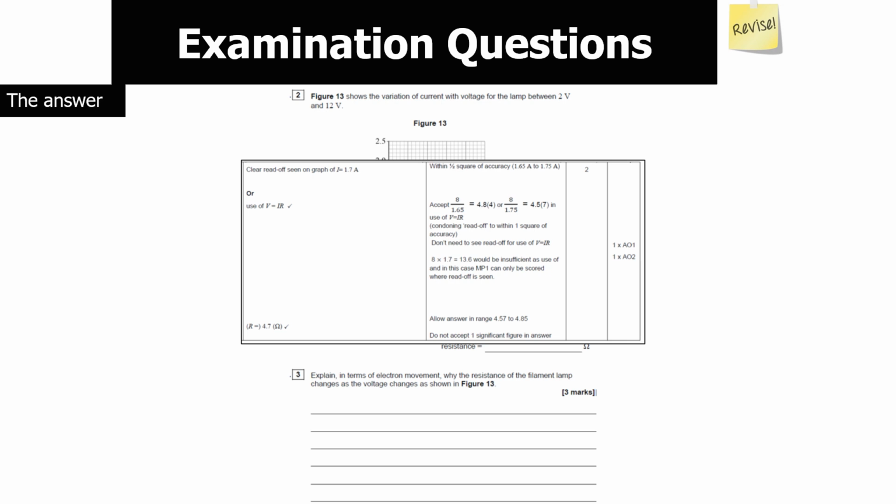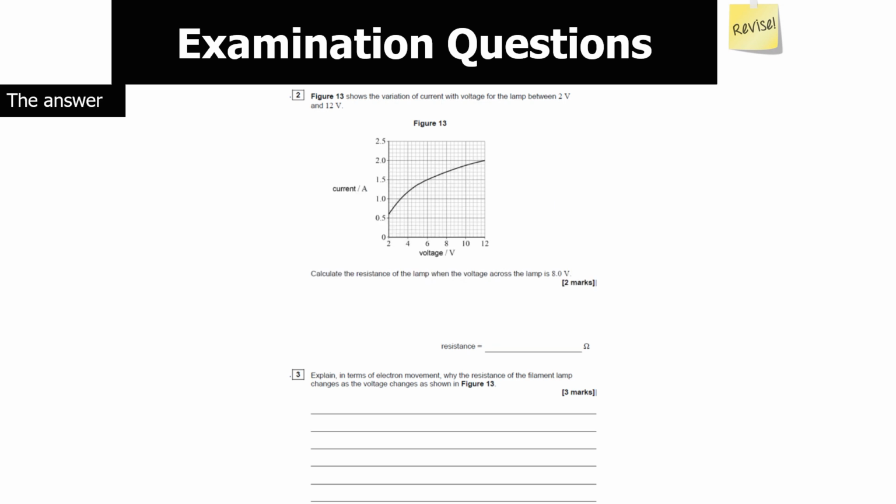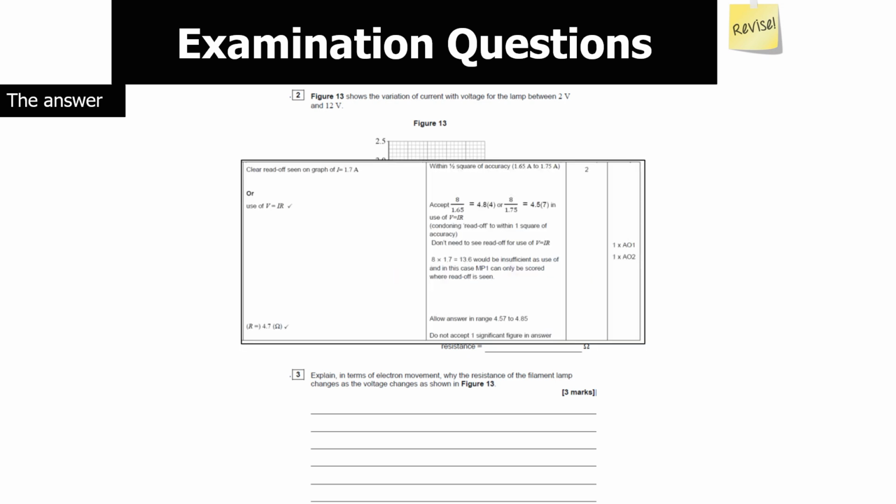Now, in theory, because it's a curving graph, you could also do a gradient of a tangent which hits the point at 8 volts. However, you've got to be careful, it's 1 over the gradient. You have to do 1 over your answer if you did it by that methodology.